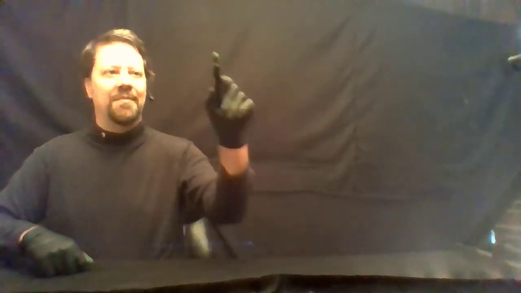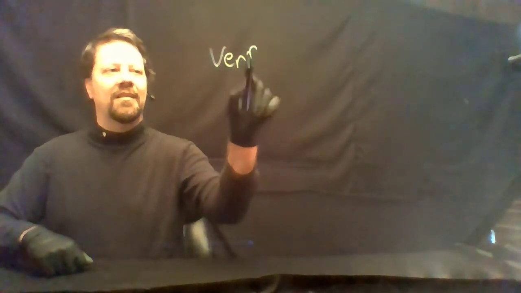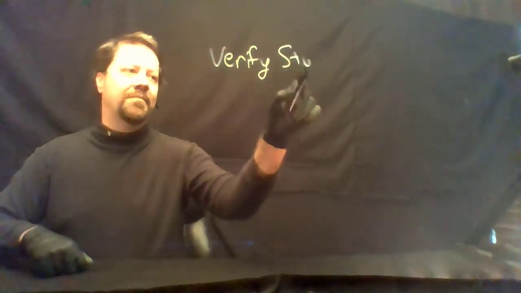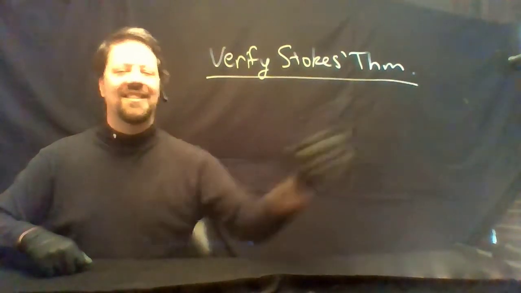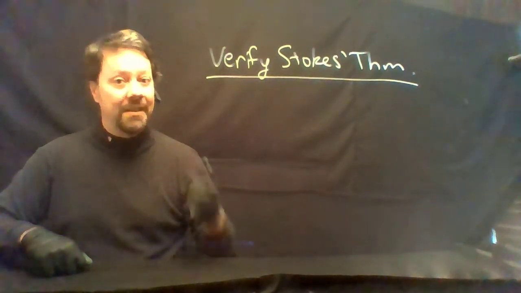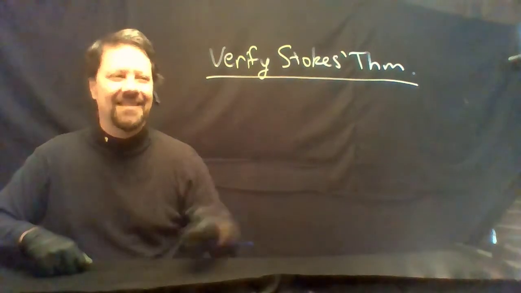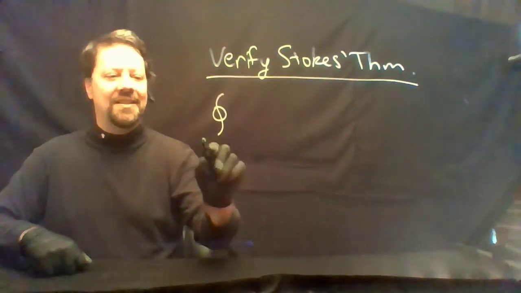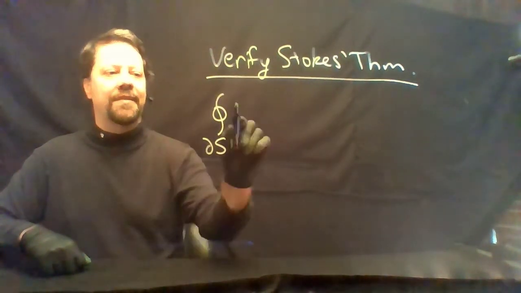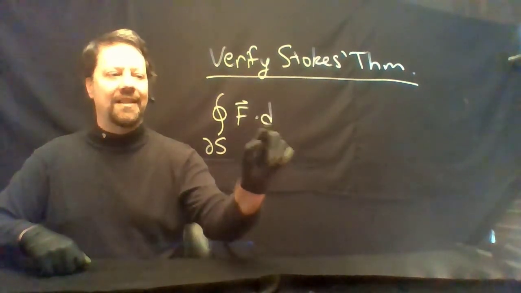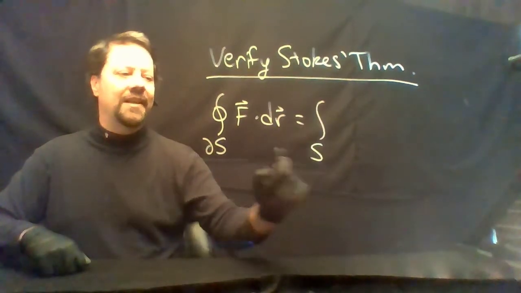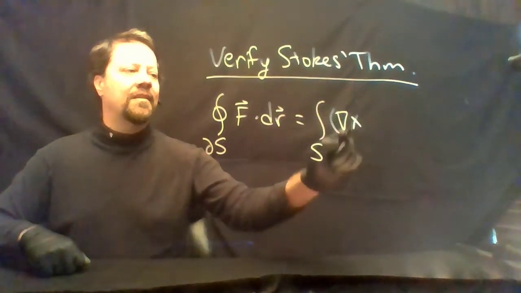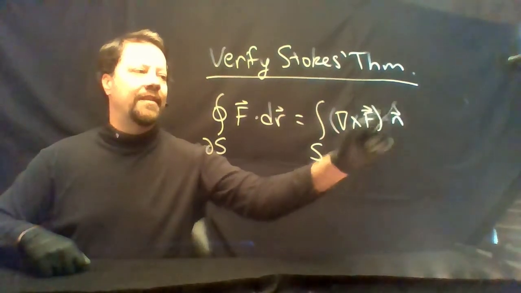On our next sequence of problems, we will verify Stokes' theorem. Hopefully, by the time of the exam, you'll be stoked for Stokes. Stokes' theorem says if you integrate around the boundary of a surface, f dot dr, which you'll recognize as a circulation integral, you'll get the same thing if you integrate over the whole surface the curl of f dot n dS.